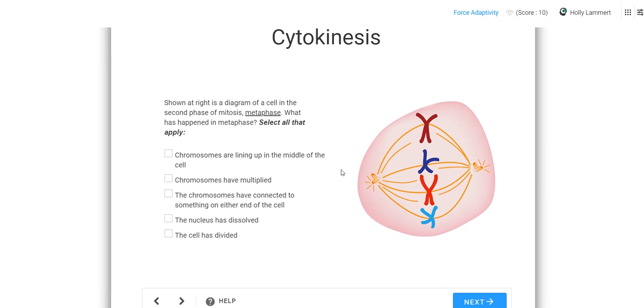So metaphase. Shown at the right is a diagram of a cell in the second phase of mitosis, or metaphase. What has happened in metaphase? The chromosomes are lining up in the middle of the cell. That looks right. The chromosomes have multiplied. That already happened in interphase. The chromosomes have connected to something on either side of the cell. Yeah, we have those little spindle fibers there. The nucleus has dissolved, but not in metaphase. The cell has not yet divided.